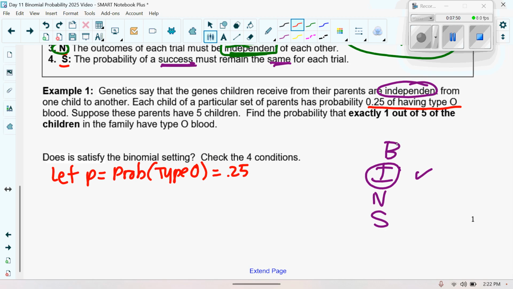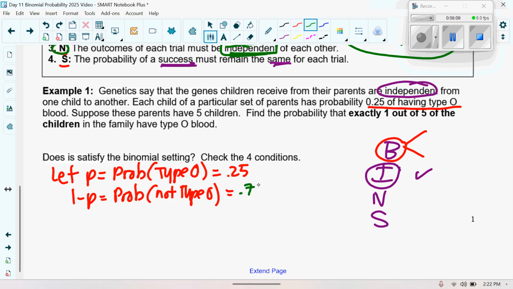So if you look at the B for BINS, does each child fall into one of two categories, success or failure? You either can get type O or you could not get type O. So we're going to let failure be not type O. So the complement of success is failure. So we have 0.25 for success and 0.75 for failure. So that is met. They stated that each child is independent of the next. That's also met.